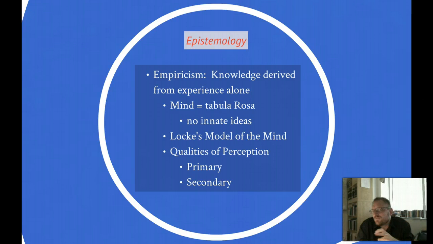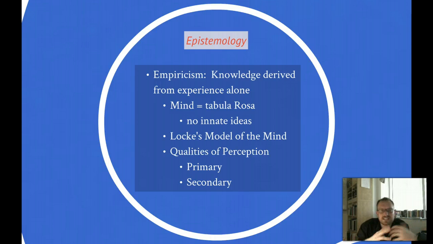So reason functions here as a really critical capacity that allows us to have knowledge. And there's a lot more we could talk about. A lot of other interesting epistemological issues arise out of this, but that's the fundamental idea. Now, Locke also divides our perception into qualities of perception.